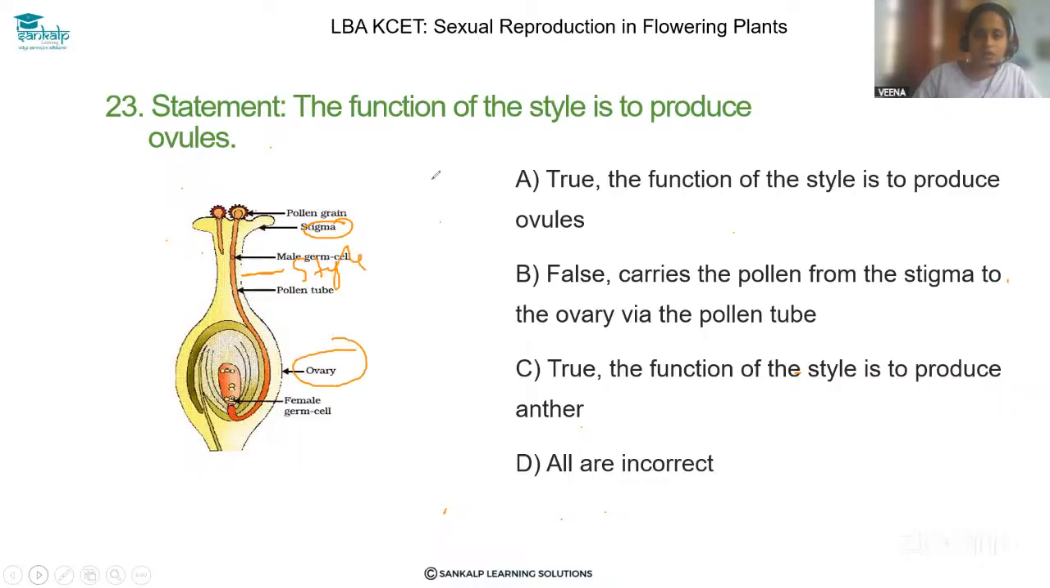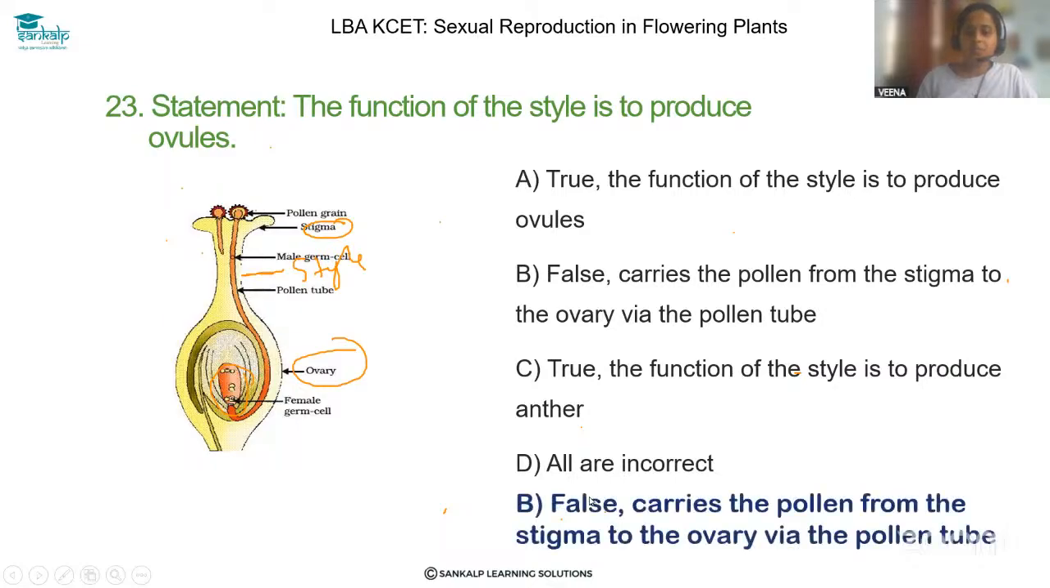So is the style producing any ovules here? No, right? The ovules are produced within the ovary. So the statement is not correct. The final answer is option B, false. The style carries the pollen from the stigma to the ovary via the pollen tube.